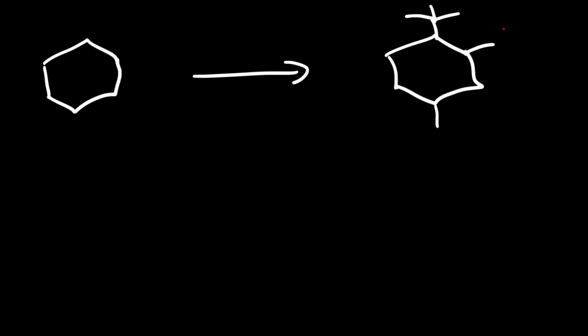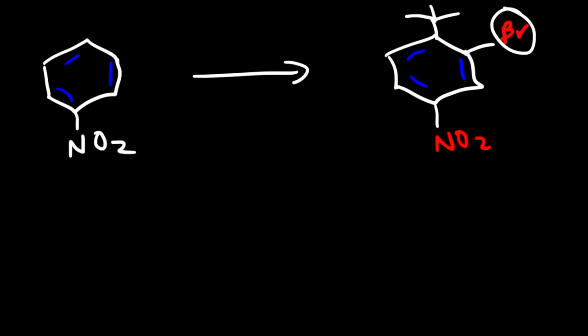So we want to add a tert-butyl group, a bromine atom, and a nitro group. What is the order in which we should add these three groups? Let's pick one. Let's start by adding the NO2 group. If we add the NO2 group first, we know that it's a meta director. So the next thing that makes sense to do is to add the bromine atom. The NO2 group will put the bromine atom in the meta position.